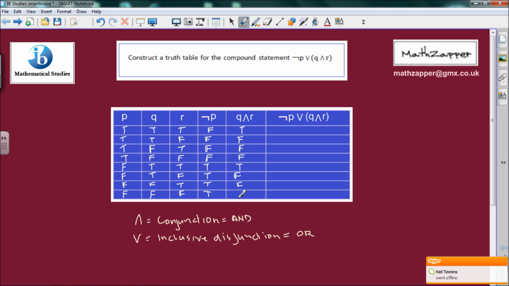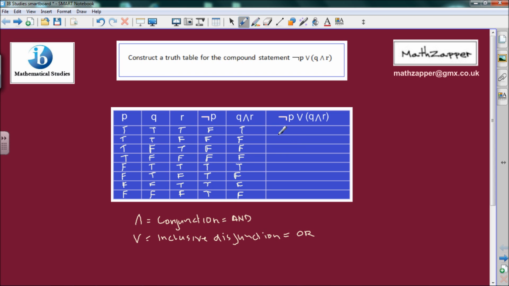So let's be clear about what we've done there. This statement says it has to be true for Q and true for R. If so, we can write true. If neither of them is true, or only one is true, then it's false. Two trues are true. True and false, false. False and true, false. Two falses, false. Two trues again, so true. And so on and so forth.